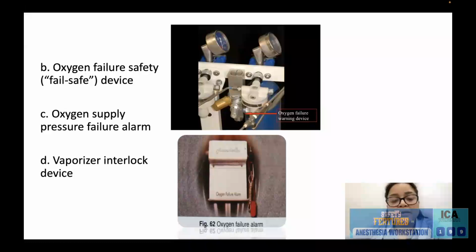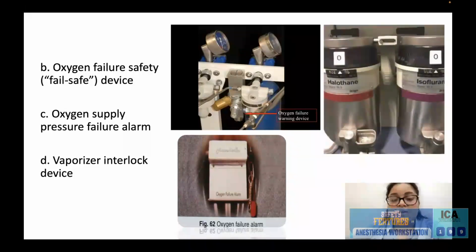Then comes the vaporizer interlock device. Most modern vaporizers, also known as Tec vaporizers, have a selector Tec interlocking mechanism, which allows only one vaporizer to be used at a time, because turning on two vaporizers simultaneously can result in dangerously high anesthetic vapor concentration. But this criterion does not apply in an anesthesia machine that allows only one vaporizer to be mounted at a time.